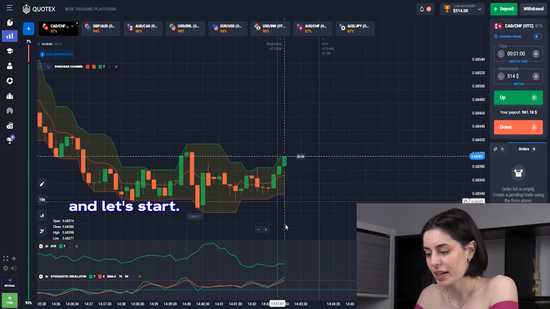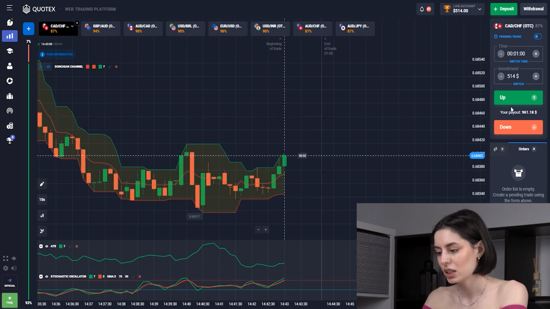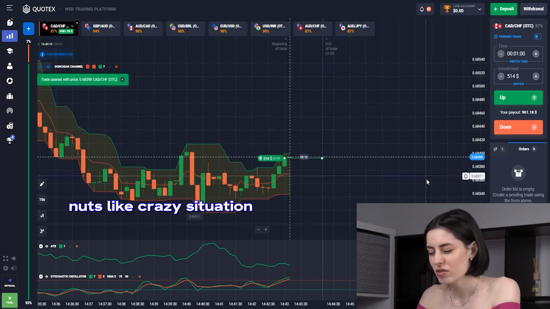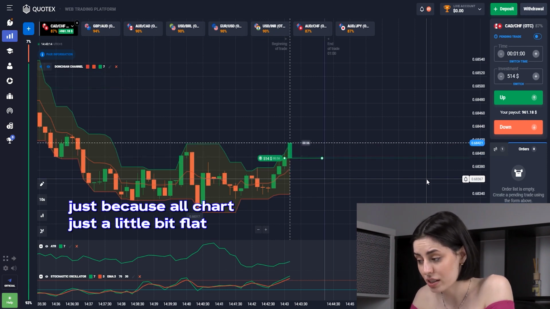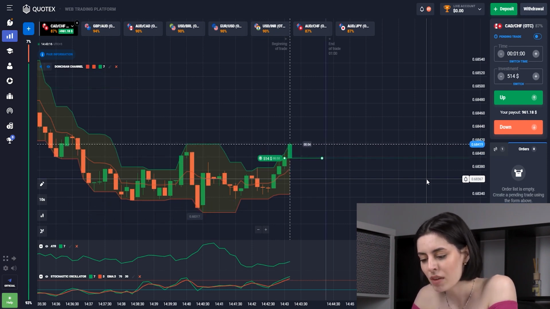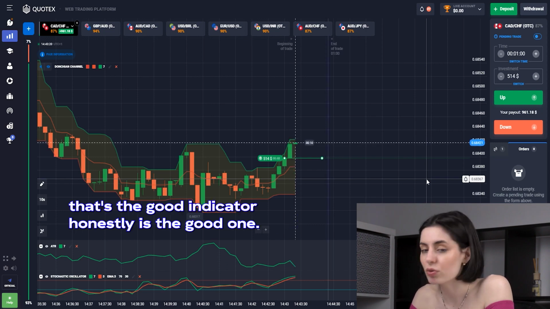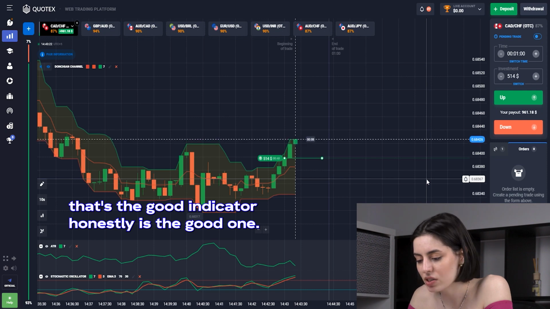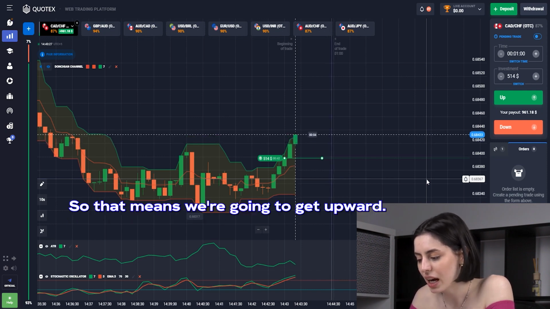And let's start. I would say this is quite not a super easy situation just because the whole chart is a little bit flat, but we've been checking the stochastic oscillator firstly. That's a good indicator. Honestly, this is the good one. And this green line just above the orange line, so that means we're gonna get upward.